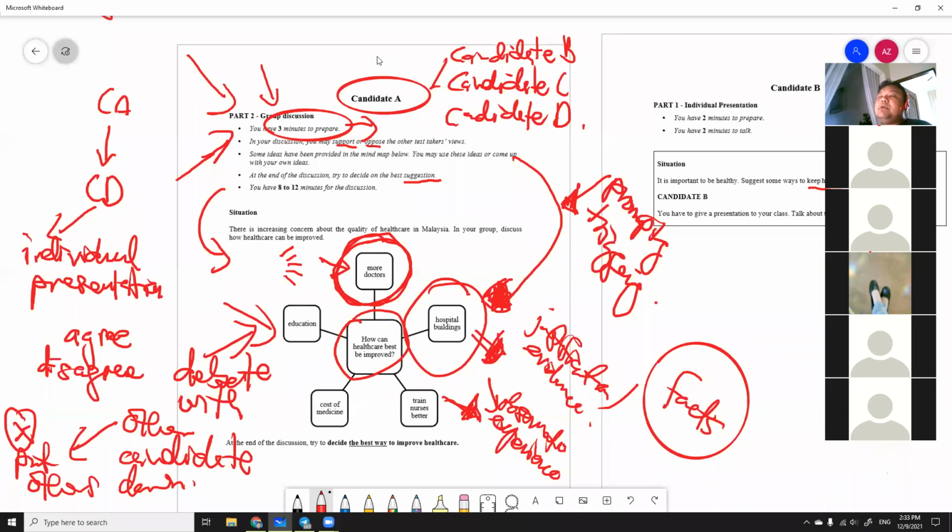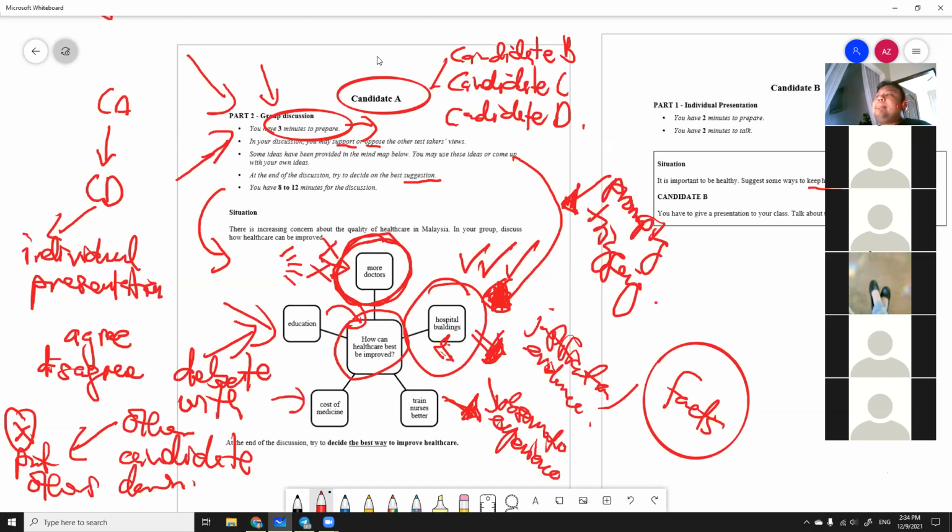Maybe at first you would agree that we need to have more buildings. So you will be pro about the hospital buildings, and you will be talking about why you think that more doctors is not that important. Why do you think that education is not that important to be related to how healthcare can best be improved? Or why do you think that the cost of medicine is not relevant to be talking about, and so on? Okay, so that's how you're going to debate the points of view.